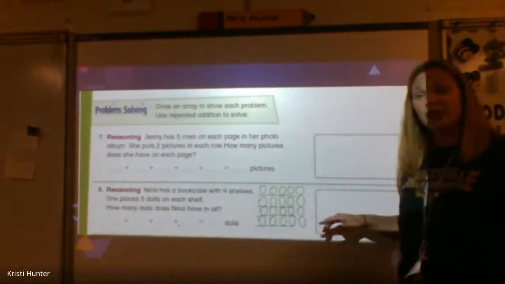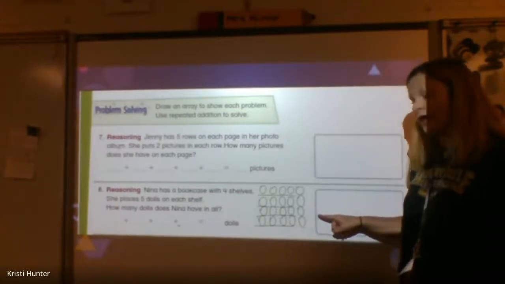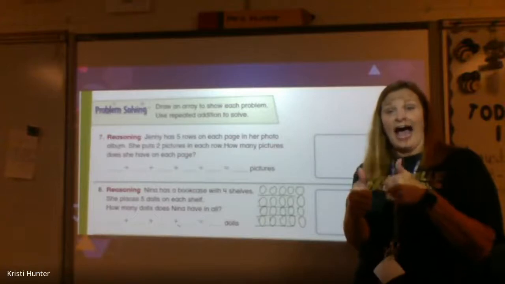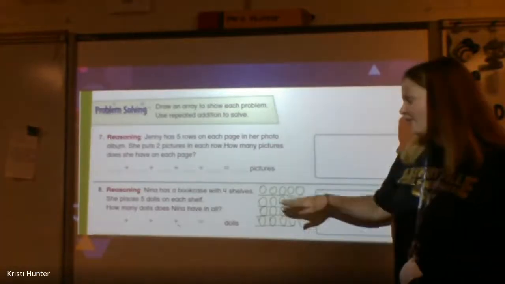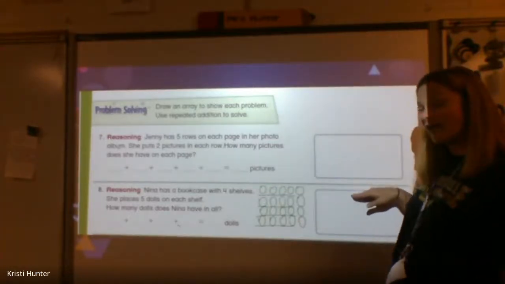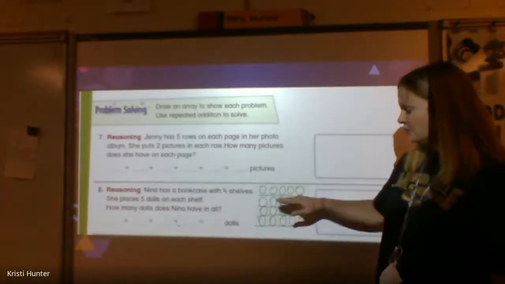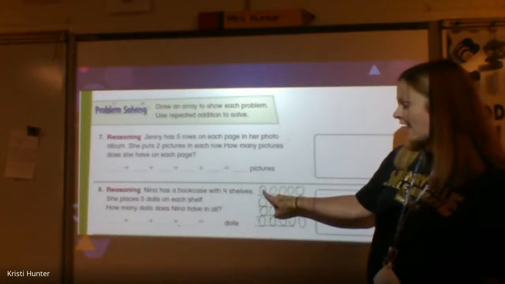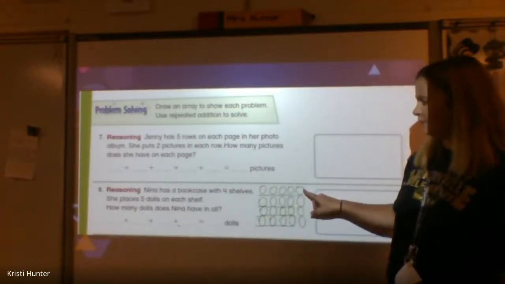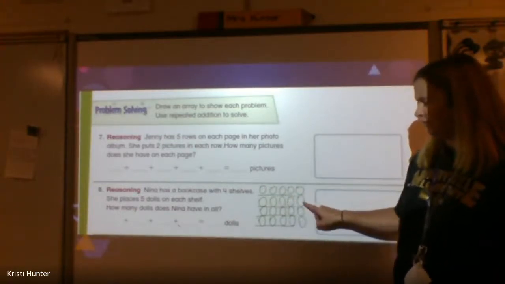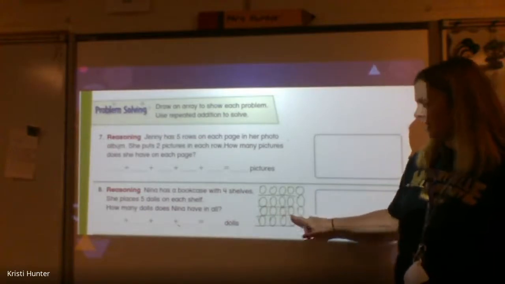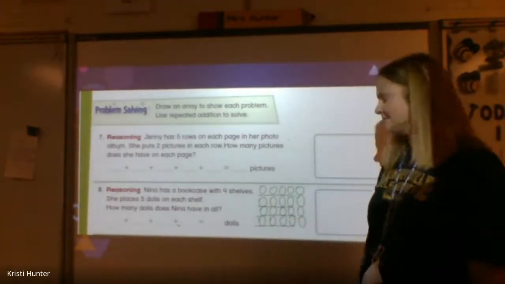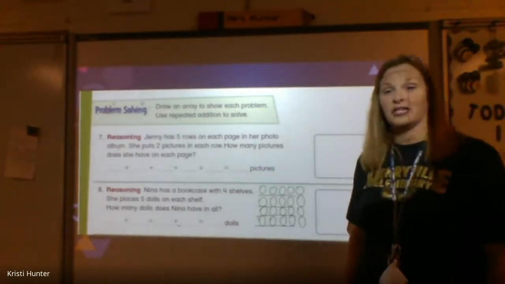All right, take a look at your array. Take a look at my array. What do you think? Do we match? Good. We have 4 shelves, 1, 2, 3, 4, and 5 dolls on each shelf. Right? Now we're ready to make our equation.